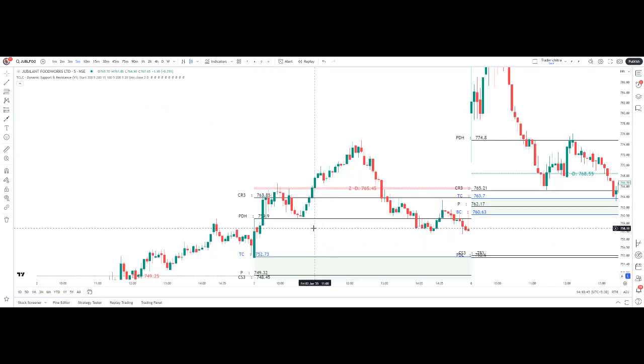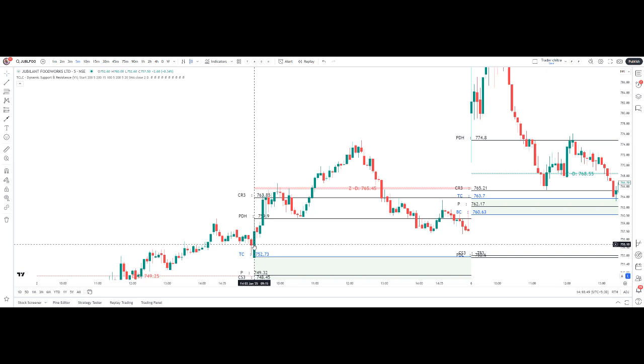So this is the Jubilant Foodworks. Okay, first 5 minutes candle we can see here. This is the first 5 minutes candle, and this is the open equal to low. Open equal to 752.60, low is equal to 752.60. So in this case we are looking to buy the stocks.